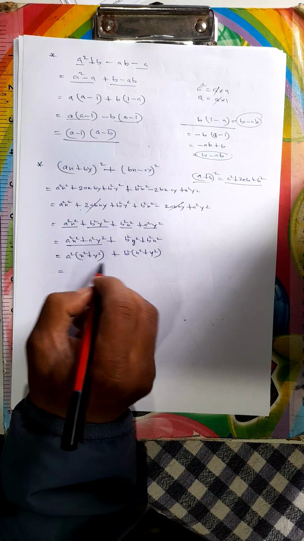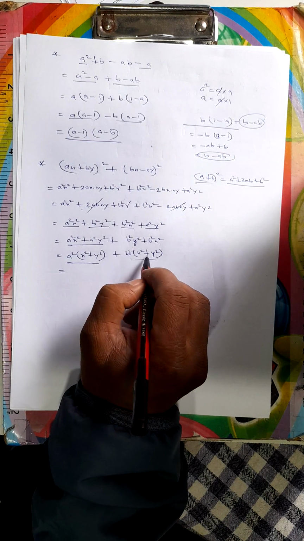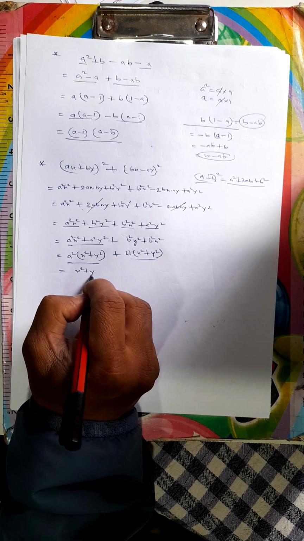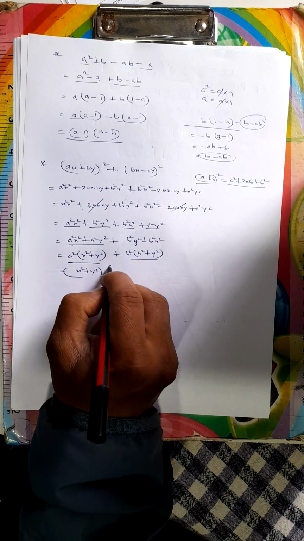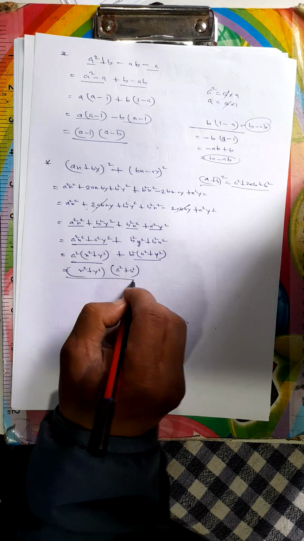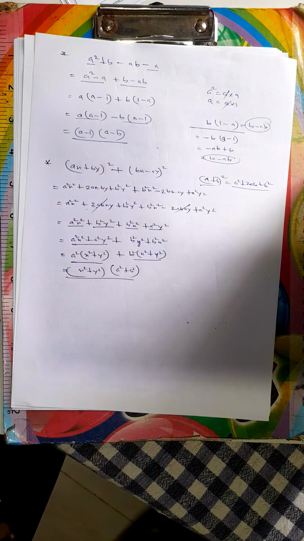So after simplifying this, again we got a common factor here. X square minus y square is a common factor for both these terms. So then what is left out? A square minus b square. So these are the factors of this expression, right?